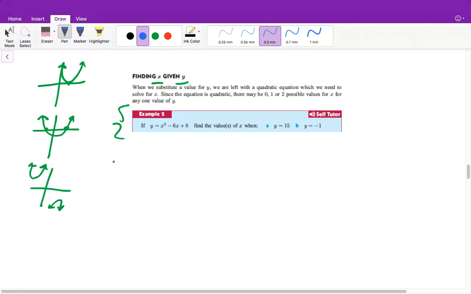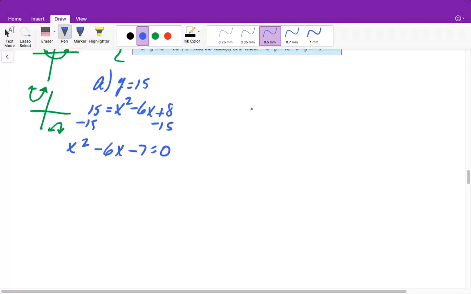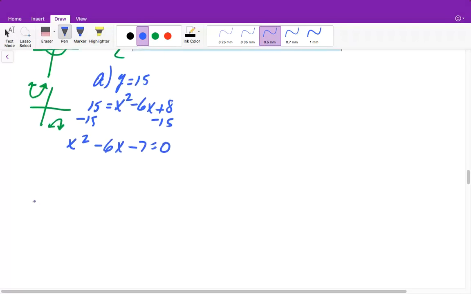So when we're solving for x, we just substitute in for y. The first one tells us y is equal to 15. So we get 15 is equal to x squared minus 6x plus 8. In order to solve for this, we need to set it equal to 0. So we'll subtract 15 from both sides. So x squared minus 6x minus 7 is equal to 0. You can use any of the methods from this point forward to solve. I'm going to use the quadratic formula for this one, and then I'm going to factor the next one.